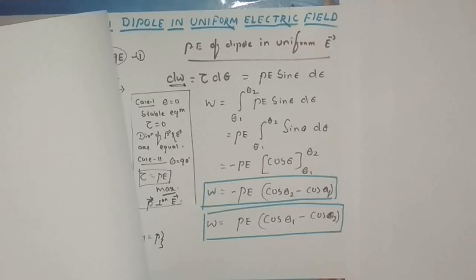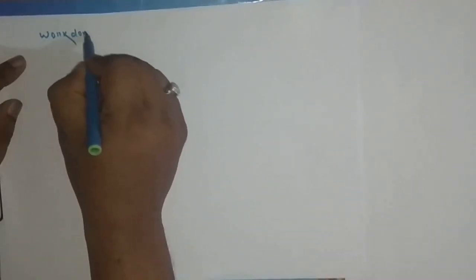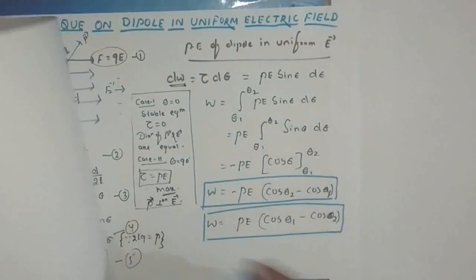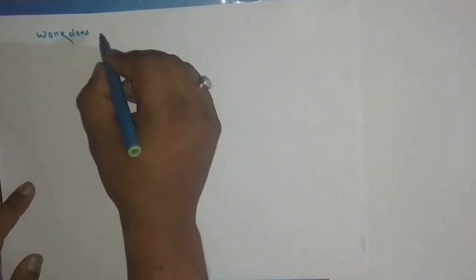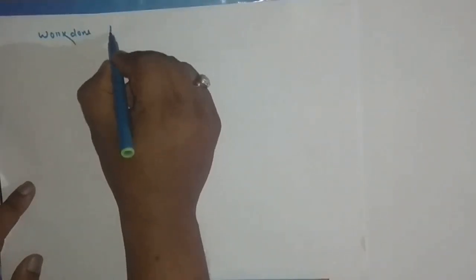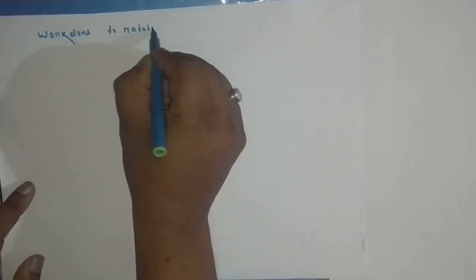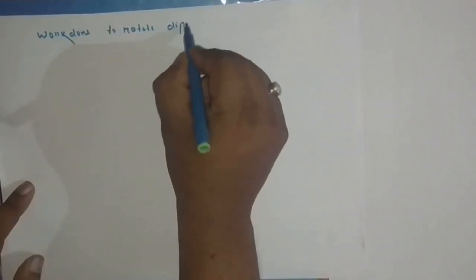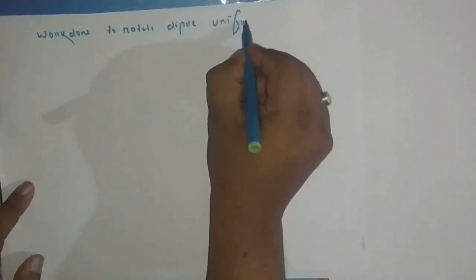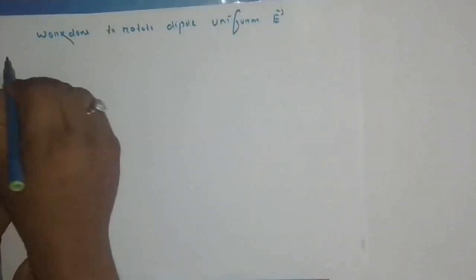Sometimes questions will be asked: find the work done in rotating the dipole in a uniform electric field. What is the question? Work done or potential energy, they can ask. This work done that we got here is stored as potential energy, or the potential energy required to rotate a dipole in a uniform electric field. Some special cases are there.